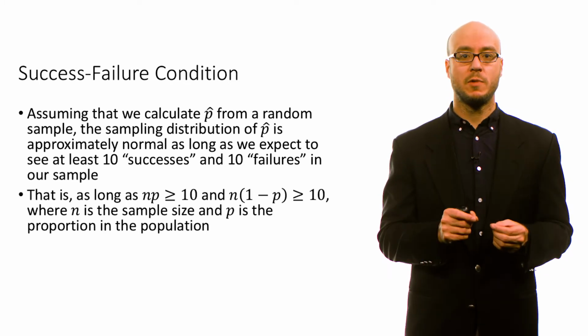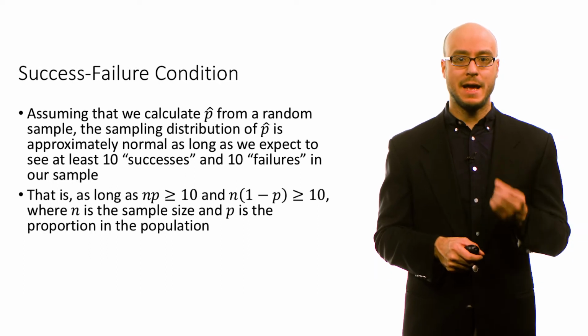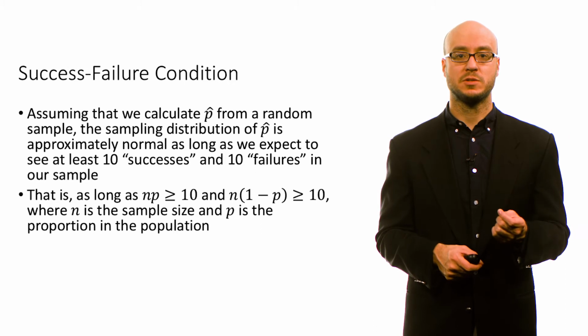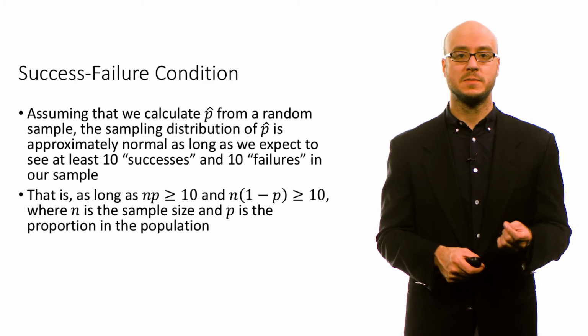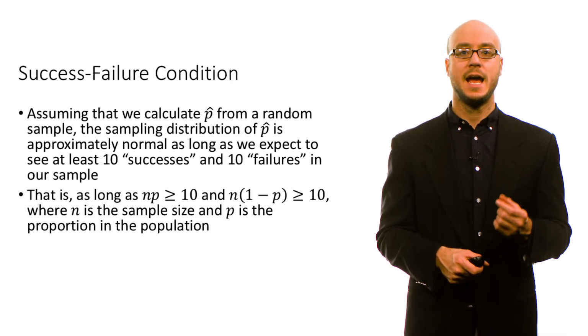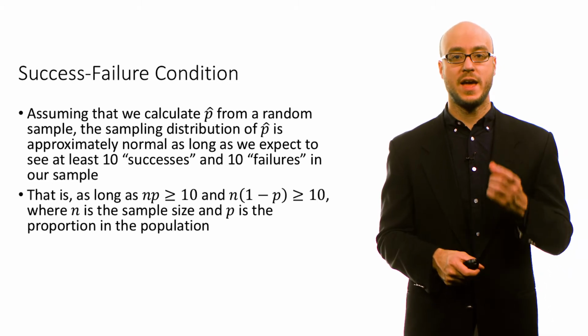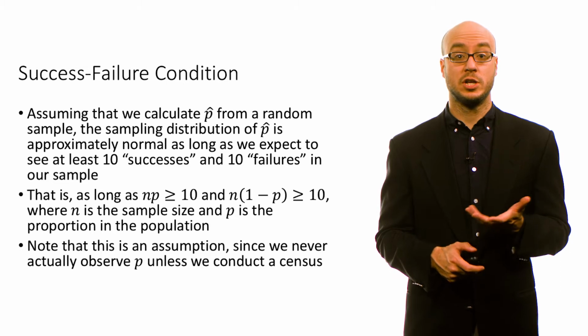Now, we can write this out: as long as n times p, where n is the sample size and p is the population proportion, is greater than or equal to 10, and n times 1 minus p is greater than or equal to 10, then this condition holds.